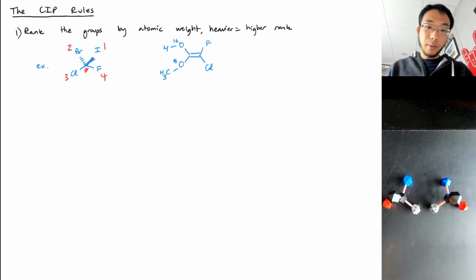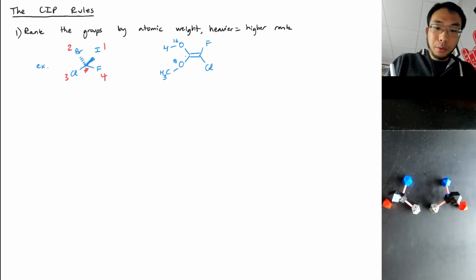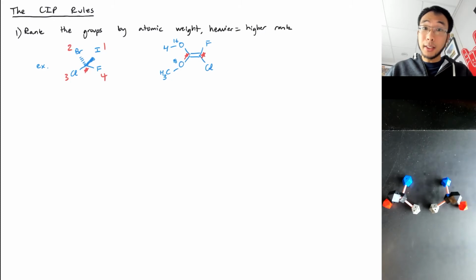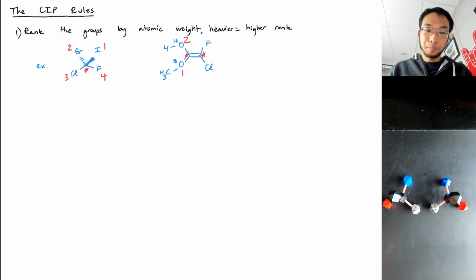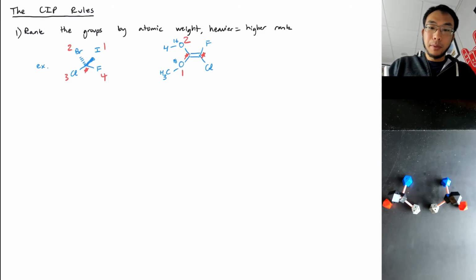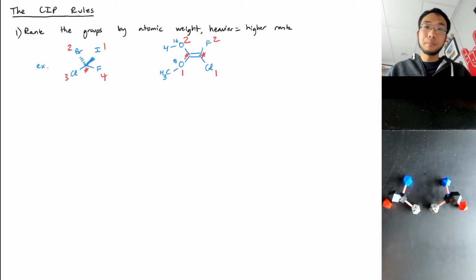On the alkene to the right here, I have two carbons we have to look at. So these are not stereocenters, but just two carbons we have to look at. Looks like the left carbon is attached to a heavier isotope of oxygen and a lighter isotope of oxygen. So we should rank these as 1 and 2. On the right here, we should rank chlorine as the 1 and then fluorine as the 2.